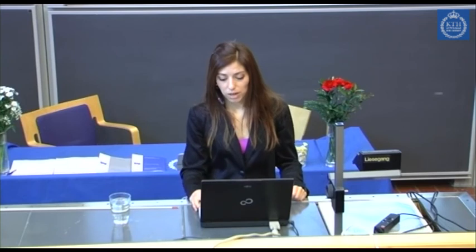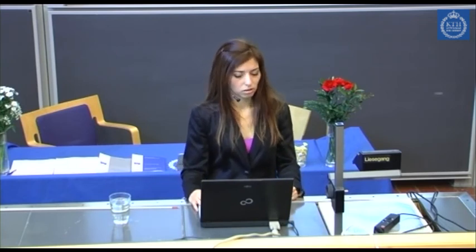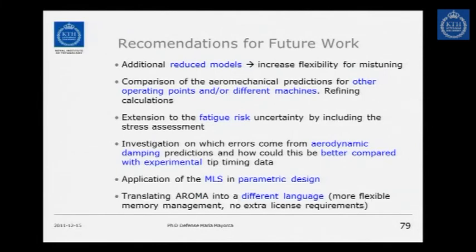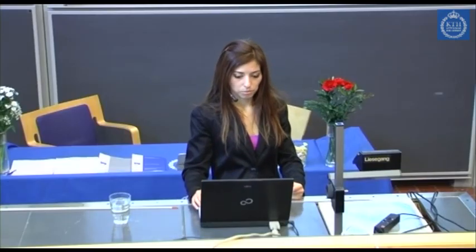Also, investigating how we can better compare our aerodynamic damping with tip timing test data. And, of course, applying the MLS in a parametric design and translating Aroma to a different language. We don't need to be tied to a license of MATLAB if we want to use this in any industry or in the future. And we could also have more flexible management of memory.